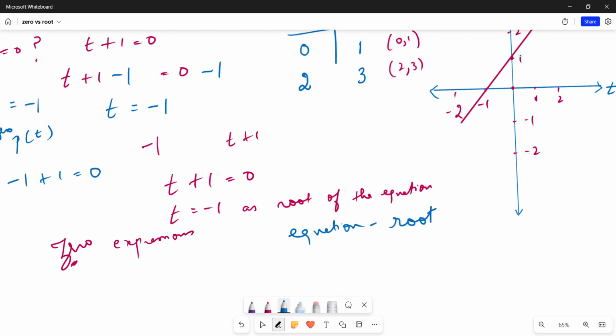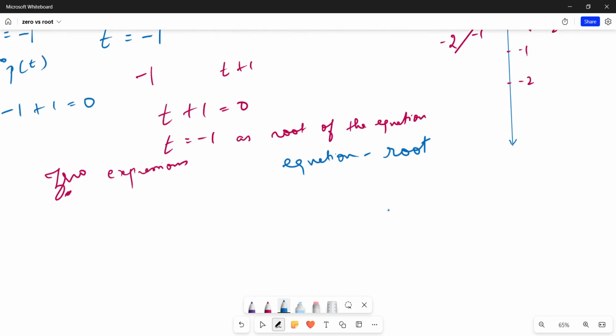So 0 and roots. Now I hope it's very clear where we use what, but of course it is used interchangeably. Suppose you have, for example, p of x is equal to 5x minus 20. Let's assume this is an equation given to us, or this is a polynomial. How do you find the zero?